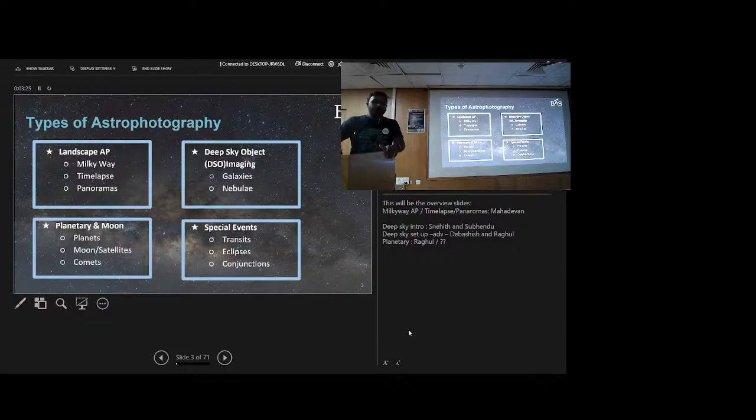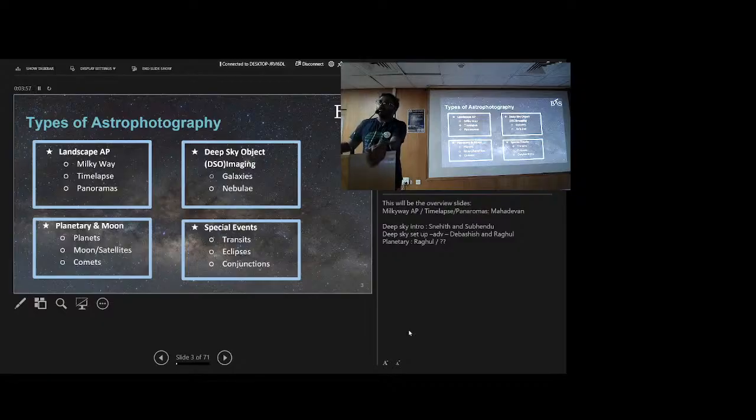What we are now trying to see is the types of astrophotography. This is a very broad classification so that we just map in our mind that we can classify almost all types of astrophotography into these four main categories. So first is landscape AP, meaning at the landscape level, we'll have a foreground and a background, and then we'll have the Milky Way. It's a wide field of view photography. Examples are Milky Way time lapses and some panoramas.